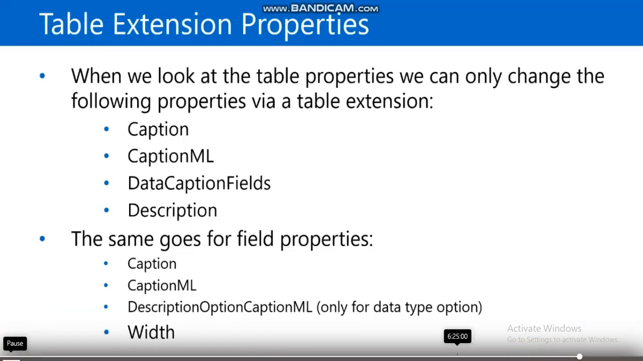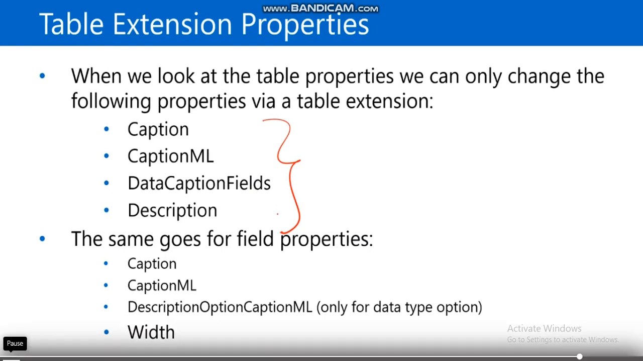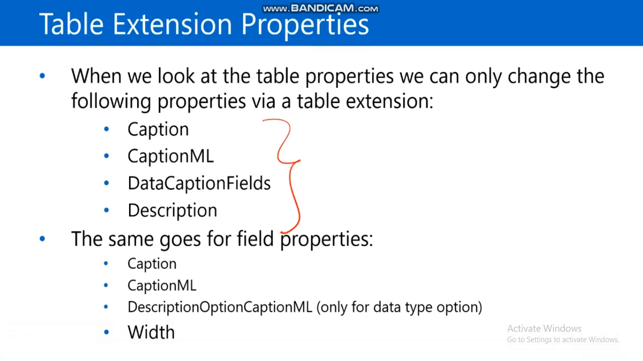Now, when we look at the table properties, we can only change some of the table properties. So these are the properties that we can change. If you want to see what are the properties, then just go to the table extension and press Control Space. You would be able to see what are the properties that you can change.